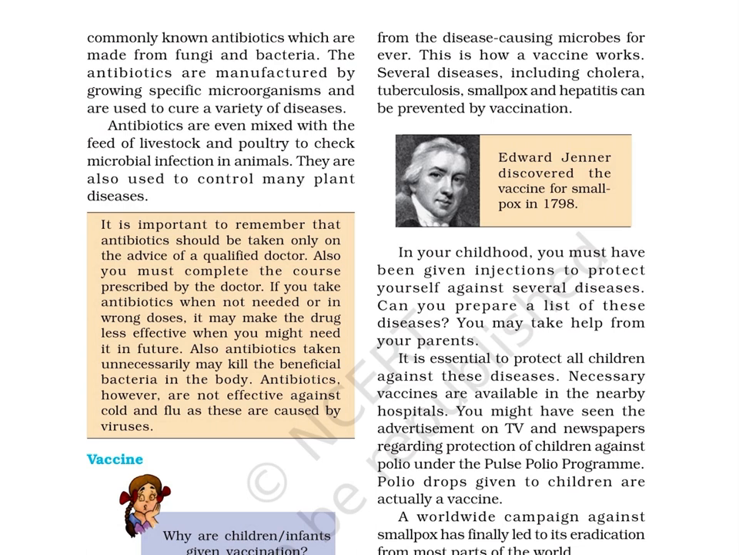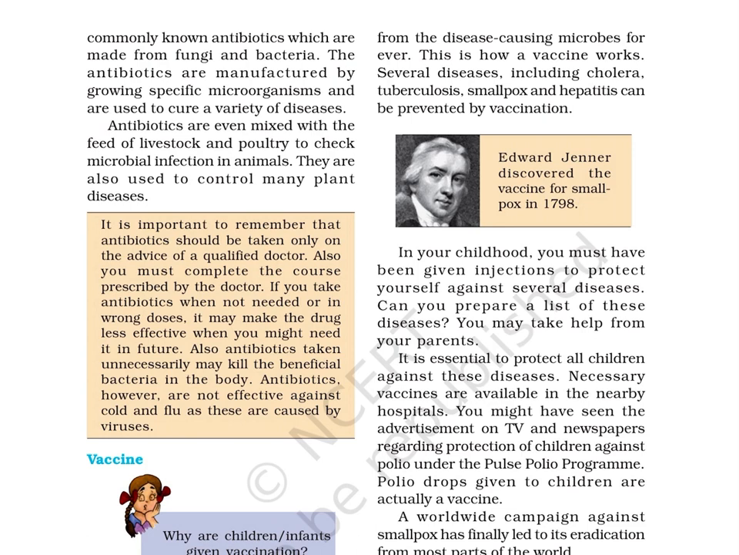Several diseases, including cholera, tuberculosis, smallpox, and hepatitis, can be prevented by vaccination. Edward Jenner discovered the vaccine for smallpox in 1798. In your childhood, you must have been given injections to protect yourself against several diseases. Can you prepare a list of these diseases? You may take help from your parents. It is essential to protect all children against these diseases. Necessary vaccines are available in the nearby hospitals.